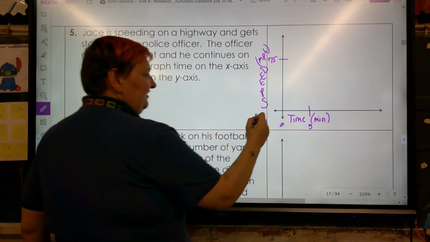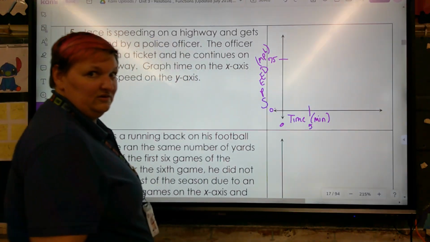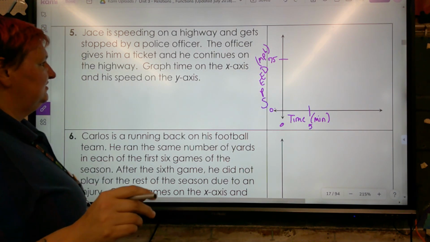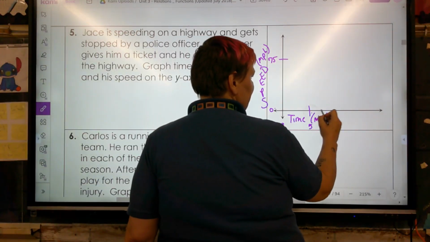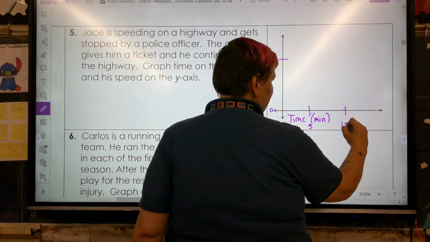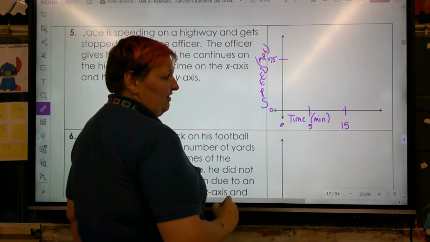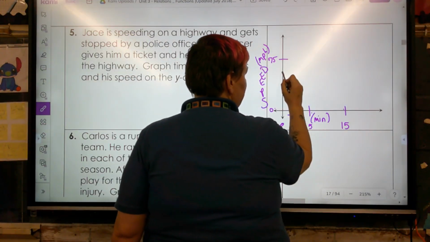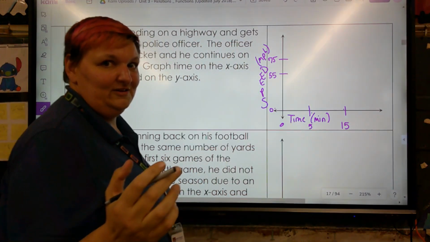So his speed then is going to be 0. How long does he get stopped by the cop? Don't get me started. It says he gets a ticket, so long enough to make a ticket. Let's say 10 minutes passes. So now we're at the 15-minute mark, and for 10 minutes he was stopped and going 0 miles per hour. And then it says he continues on the highway. So let's suppose he speeds back up and gets probably to 55, because that's the speed limit.